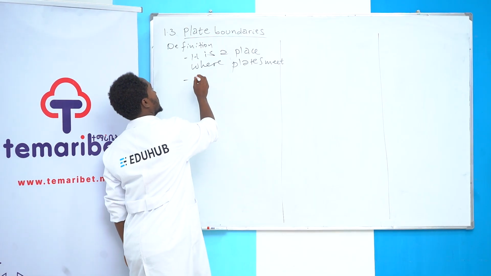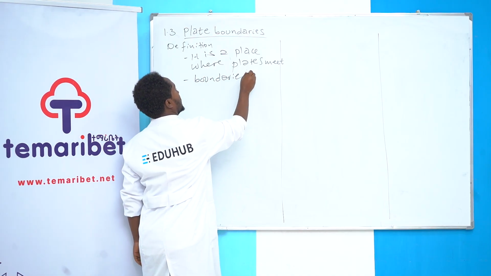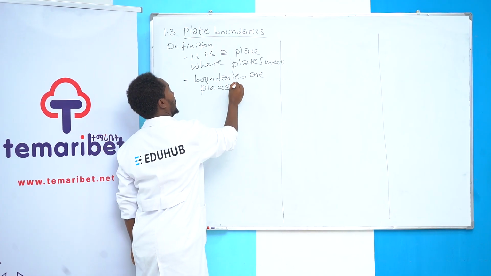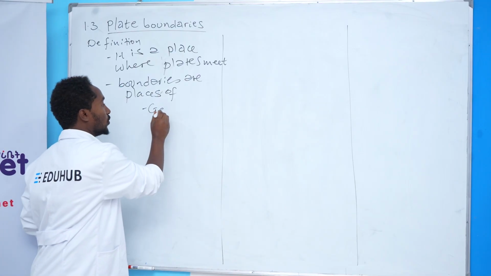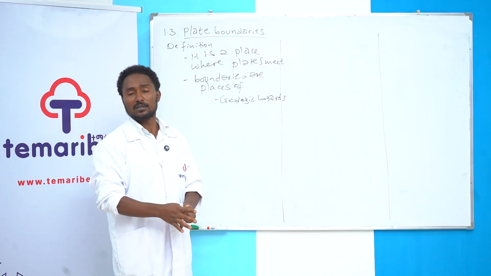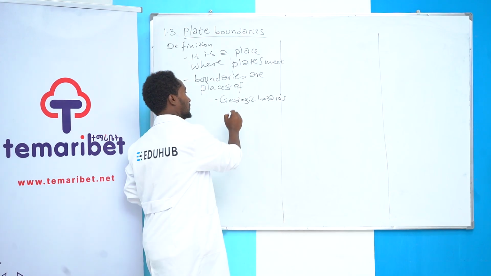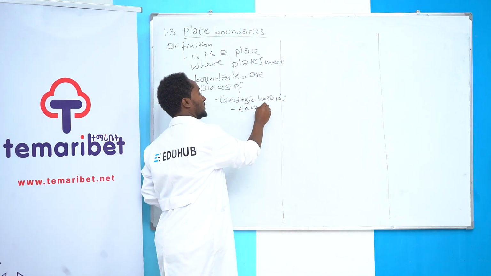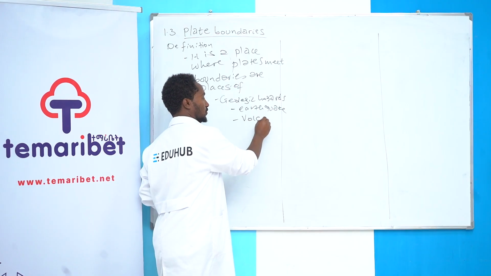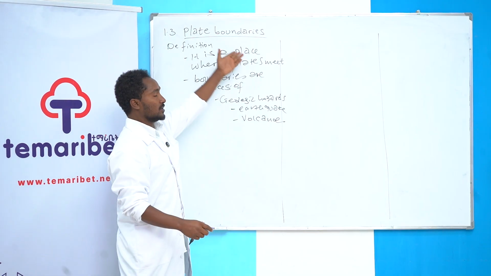Rather, plate boundaries are places of geologic hazards. What are geologic hazards? Hazards that emanate from the womb of the earth. For example, earthquakes. For example, volcanoes. All these activities are frequent along plate boundaries.